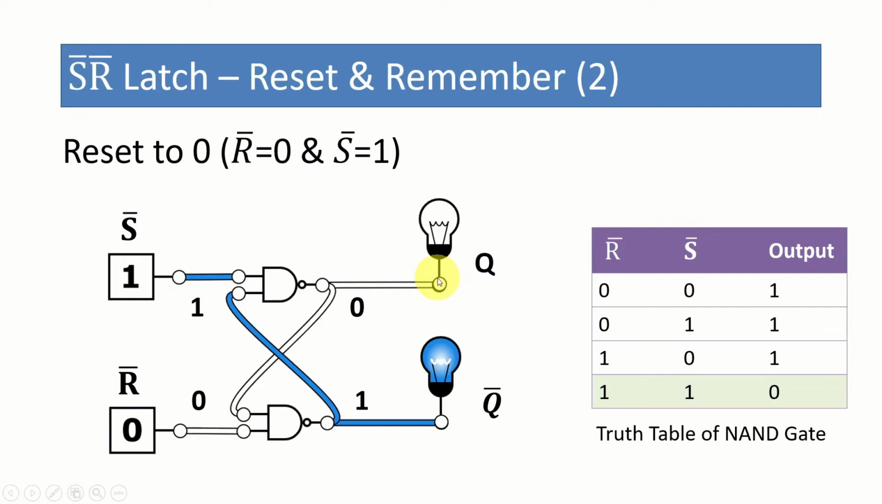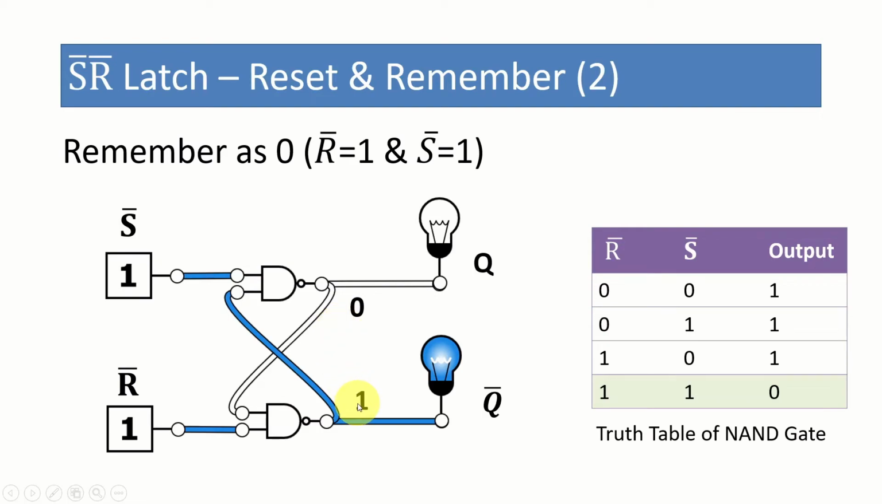Now let's see how to retain the values. So what we have to do is, while the latch is in this particular state, we are going to set both S bar and R bar to 1. Now remember, the output is now Q 0, Q bar 1, and now we have set both values to 1. Now again, let's see how the circuit is going to be stabilized in sequence.